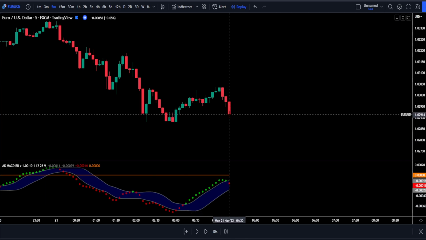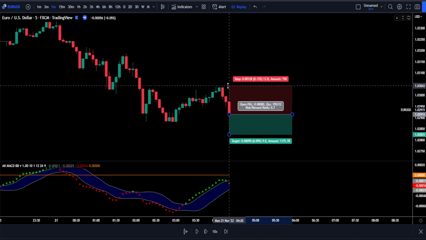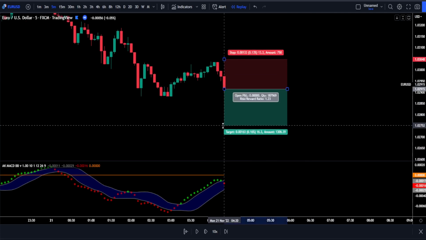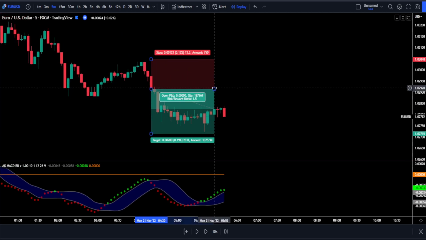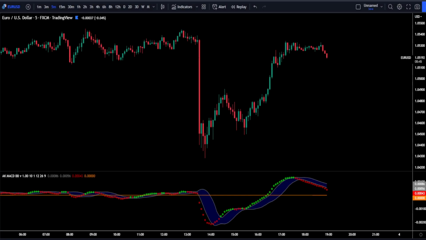We'd be entering this sell order on the close of our trigger candlestick, bringing our stop loss up towards our most recent swing high, and once again targeting 1.5 times the risk. Another successful trade.